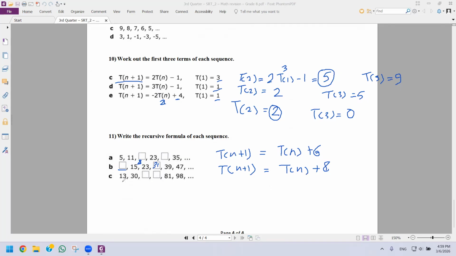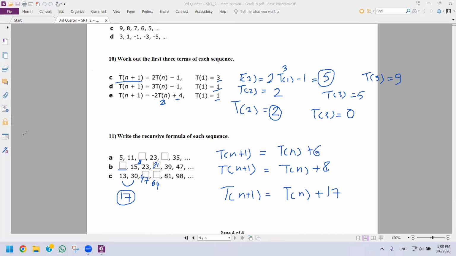Now let's do the last one. How much are we adding from 13 to 30? 17. Let's try. 30 plus 17, 47. 47 plus 17, 64. Plus 17, we get 81. So it's plus 17. How do I write it? I say the new term is equal to the previous term plus 17.